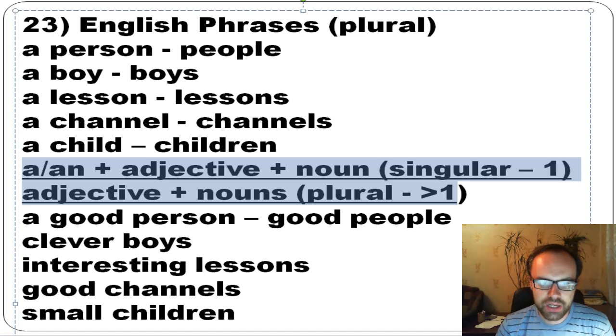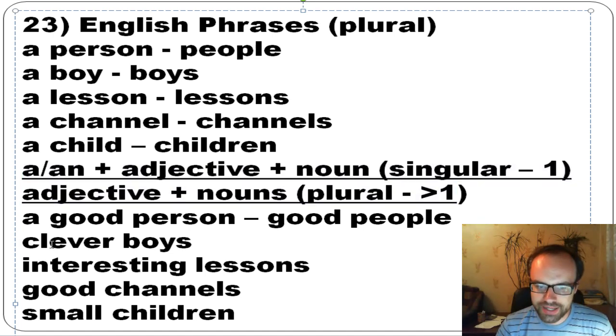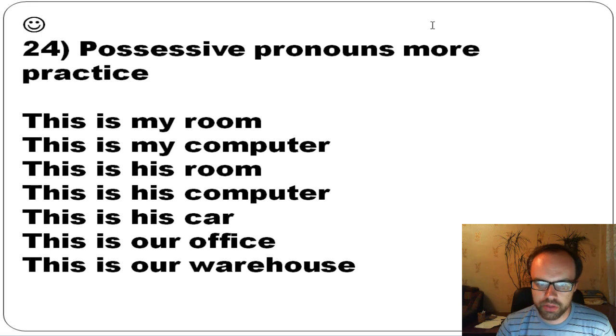Look, a good person, but good people. A clever boy, but clever boys. An interesting lesson, but interesting lessons. A good channel, but good channels. A small child, but small children. Okay? So I think that if you want more practice, no problem.